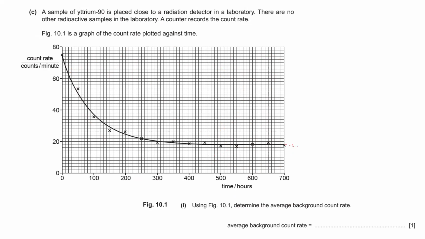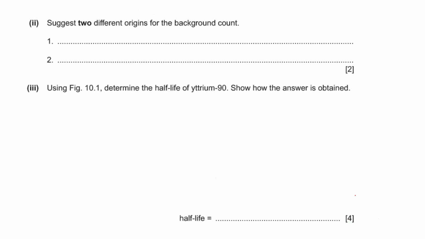So the radiation detector counter is constantly measuring this after the yttrium 90 has passed its complete half-life or is completely decayed. We can find this value, and it is approximately equal to 18. So the average background count is 18 counts per minute approximately from the graph.